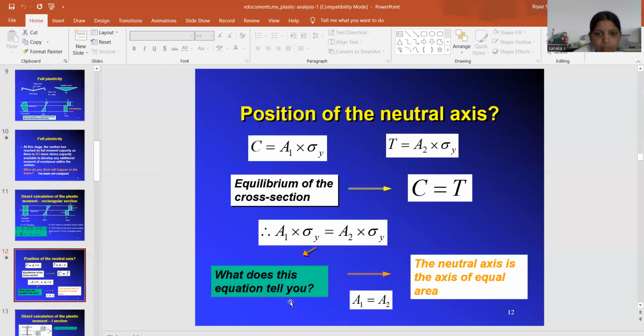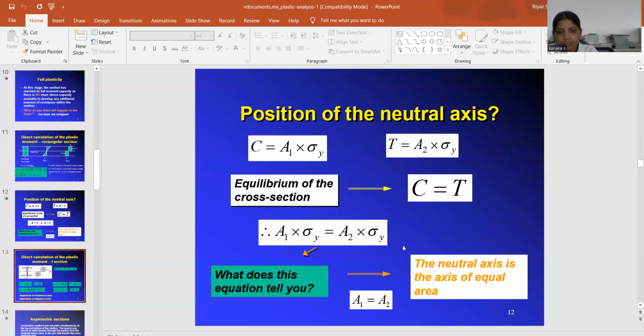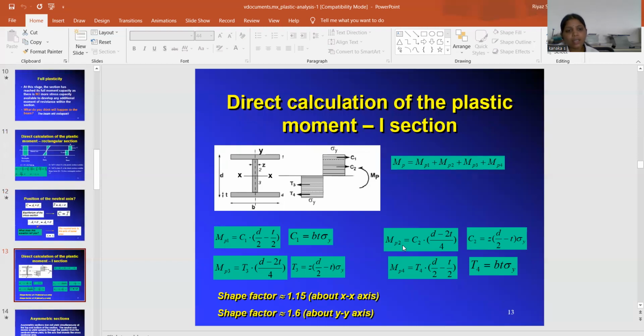Now, the position of the neutral axis. C equals A1 times sigma y, and T equals A2 times sigma y. For equilibrium of the cross section, C equals T, so A1 times sigma y equals A2 times sigma y. What does this equation tell you? Cancelling sigma y, A1 equals A2. The neutral axis is the axis of equal area. This is the neutral axis. So, direct calculation.